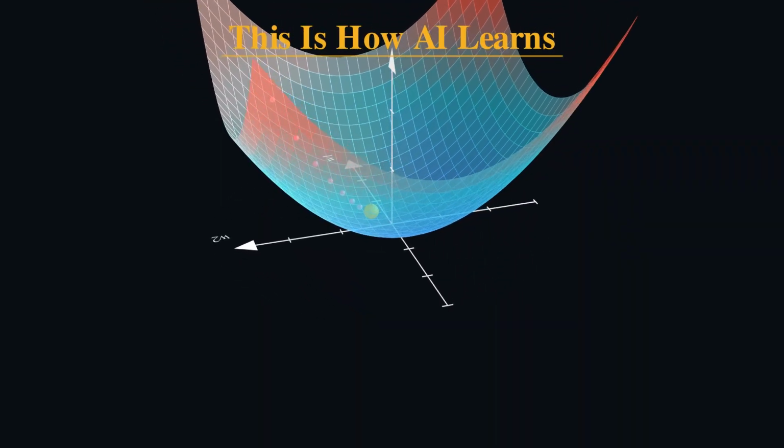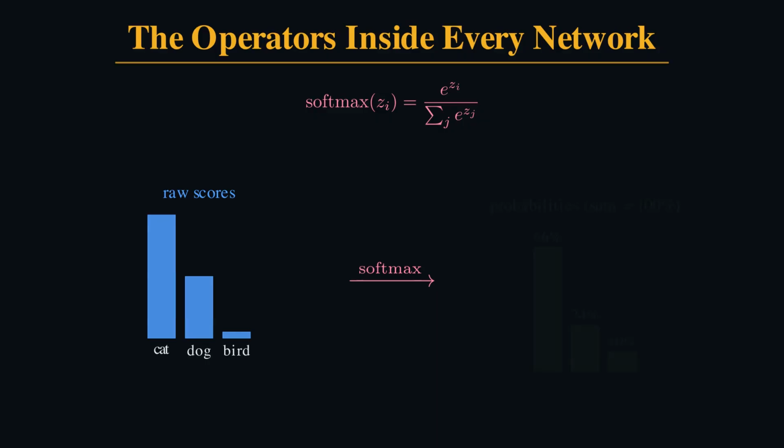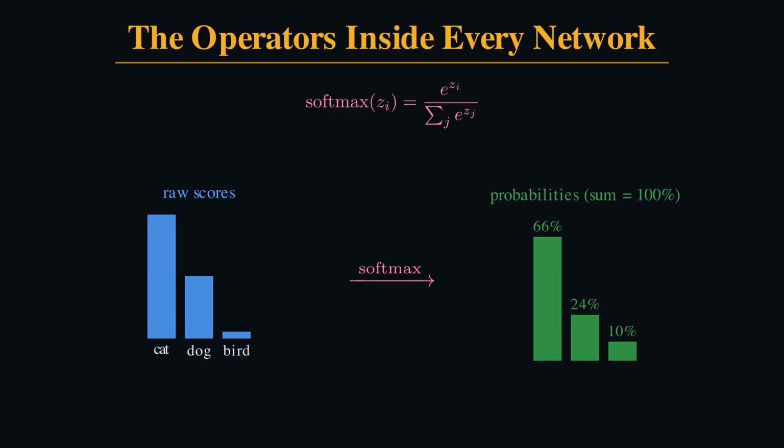Every step is training. First, the operator at the end of almost every classifier, Softmax. Do not let the formula scare you. Here is what it actually does. On the left, the network's raw scores for cat, dog, and bird. Just numbers, hard to read.